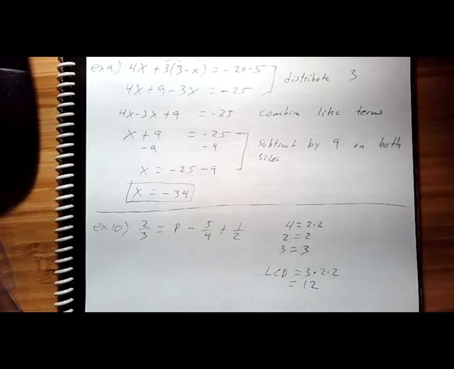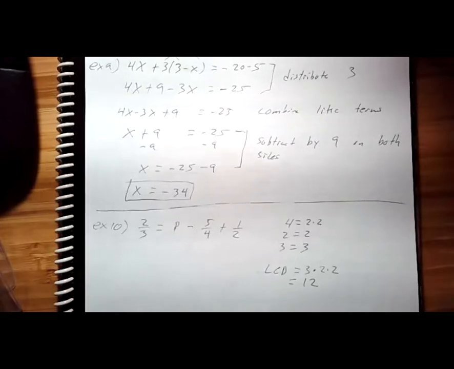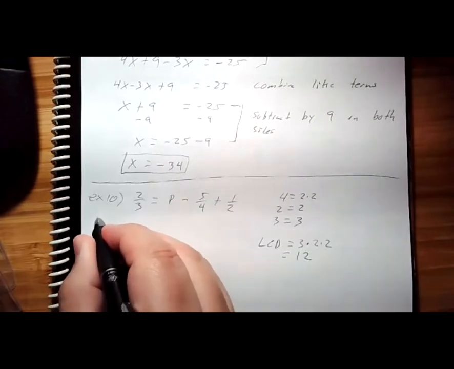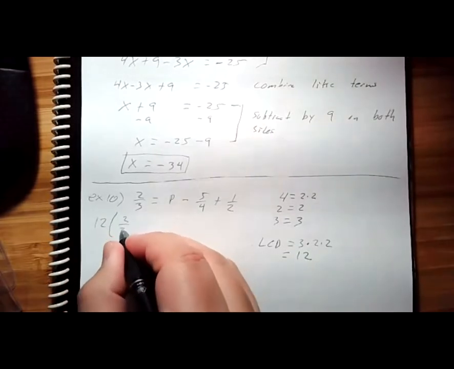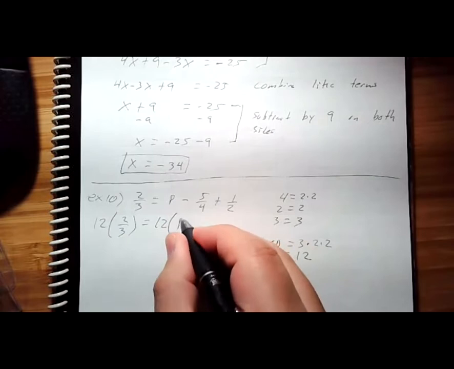Okay. So now we multiply every single term and cancel the fractions because we chose the LCD. That's how it works. If you get the LCD, you can cancel all of them. Okay, so here we go. 12 times 2/3 equals 12 times all of this.